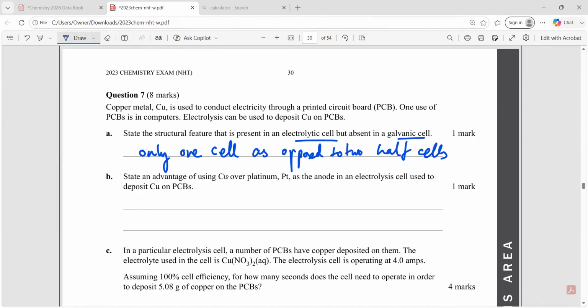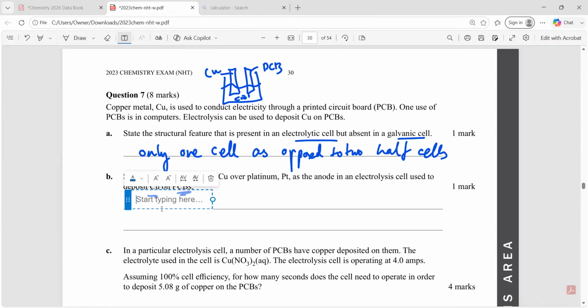State an advantage of using copper over platinum as the anode in the electrolysis cell used to deposit copper on PCBs. So, as I was saying before, it's electroplating. So basically what they're doing is, this is our PCB, that's our copper. Obviously the electrolyte would already have copper 2 plus ions in it. But by having the copper as the anode, it ensures that we have a constant supply of copper ions in the electrolyte so that the electroplating process isn't disrupted.